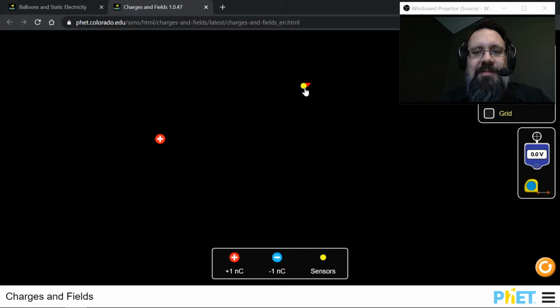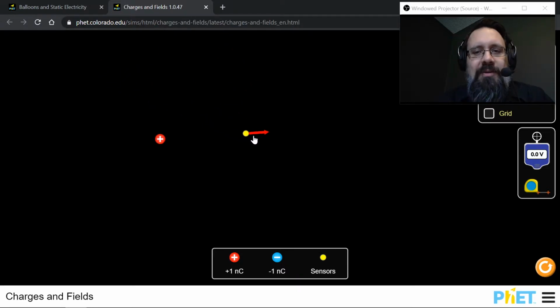So this sensor is measuring the force that this charge would exert. It's showing us the magnitude by the length of the arrow, and it's showing us the direction by the direction that the arrow is pointing. And so you'll notice that if I move this detector around different places around this positive charge, I'm getting different amounts of force. As I get closer, the force gets stronger, and as I get further, the force gets weaker.